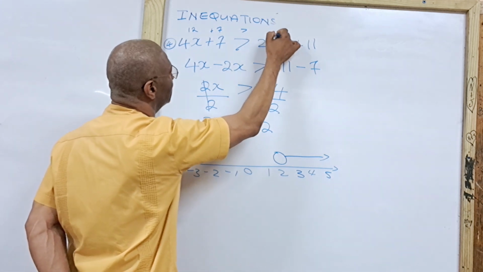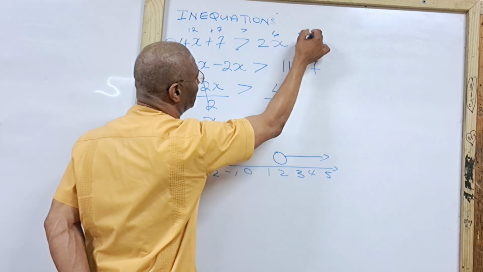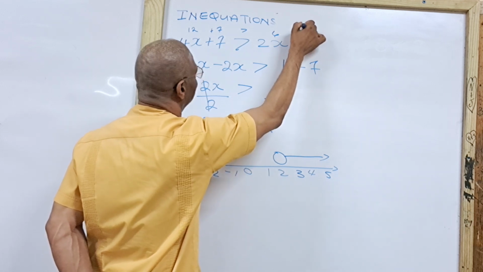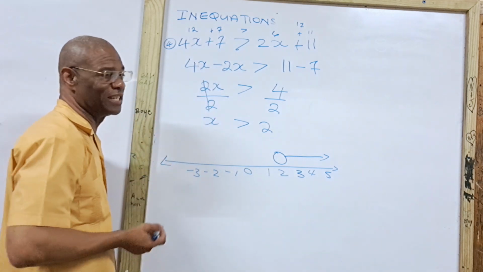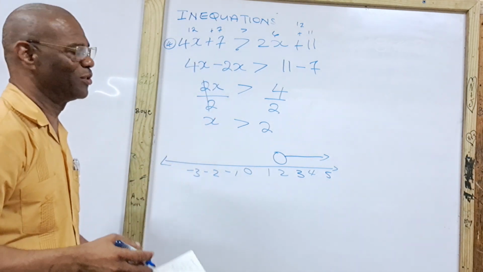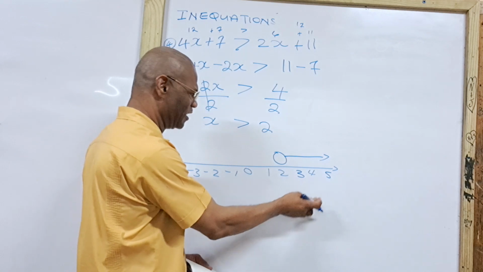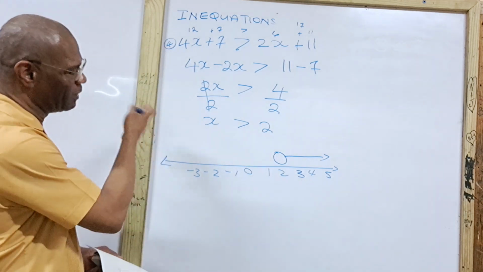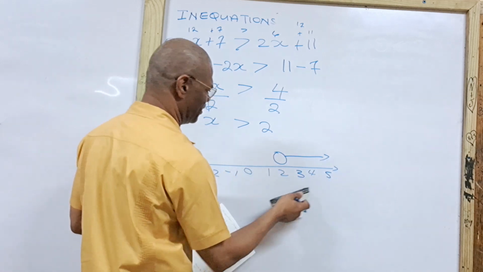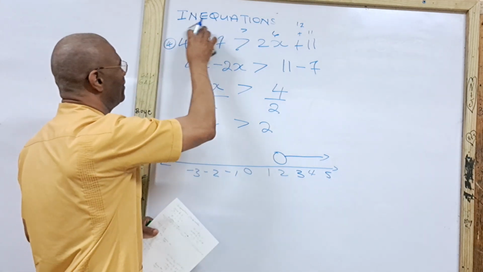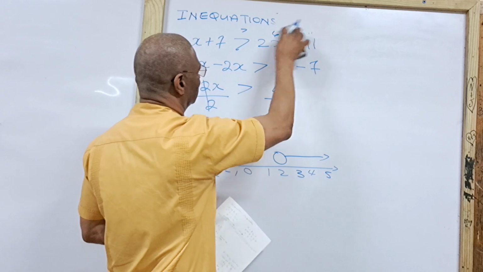So 4 times 3 is 12. 12 plus 7 is greater than 2 times 3, which is 6, plus 11. 6 plus 11 is 17. And 12 plus 7 is 19. And 19 is greater than 17, right? If I choose 4, it is obvious that the number is going to be bigger. So any one of the numbers over here would satisfy the inequation.